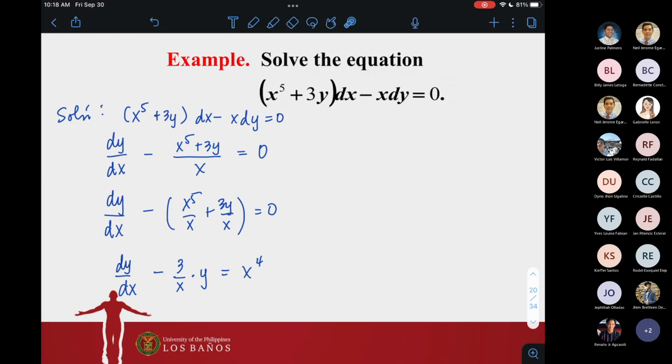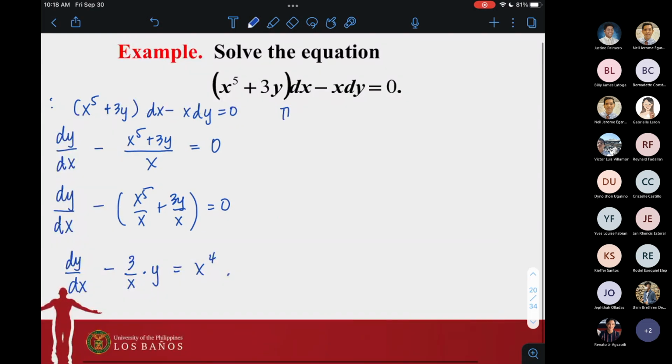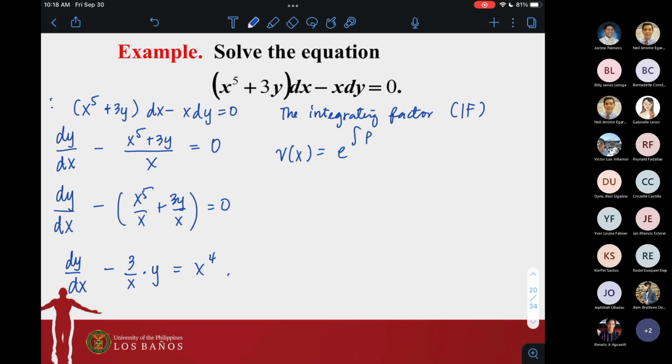Okay? Tapos, ngayon, pwede ko nang i-define yung integrating factor. So the integrating factor, siguro tawagin nating IF, yung integrating factor ay yung function v such that it is equal to e to the integral of p of x dx. Now, what is p again? P is what was added to dy over dx.